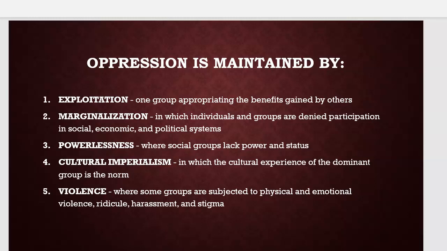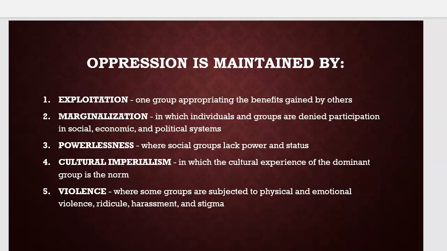The second one is marginalization, in which individuals or groups are denied participation in social, economic, and political systems. So they're pushed to the edges. Their voices aren't heard. They are marginalized and made to feel devalued and diminished. The third is powerlessness, lacking power to make change, lacking power to access opportunities and to create opportunities. So when one feels powerless, one also feels hopeless.